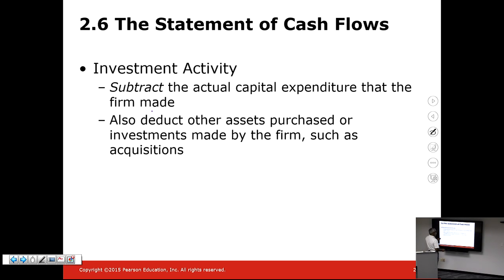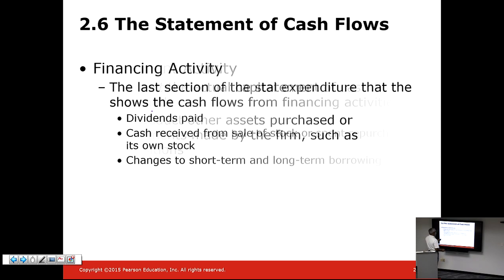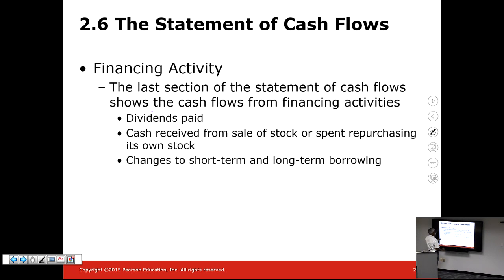Investment activities come from capital expenditures, and financing activities come from either a combination of what is happening on the equity side, dividends and purchases of stock, and the debt side. This is mostly equity, and this is debt.